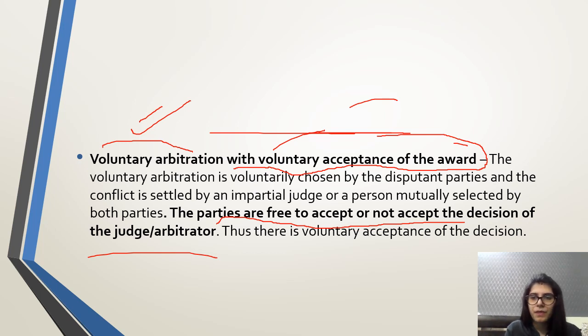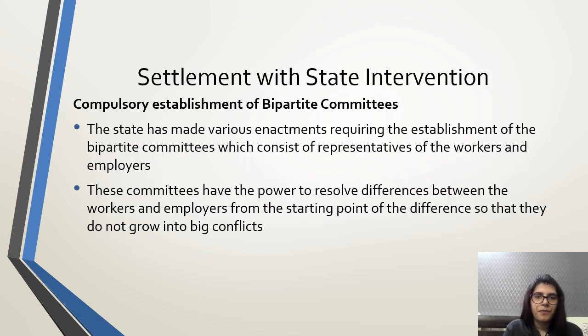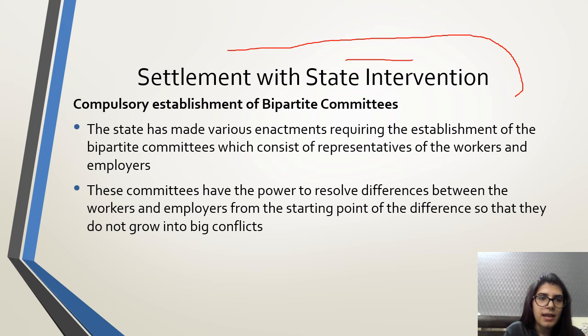Okay, yeah. So अब now the last two ones, हमने पिछले जो हमने collective bargaining और voluntary arbitration देखा, that was without state intervention or without government intervention. Now we would start studying settlement of industrial disputes with state intervention. Okay, so here compulsory establishment of bipartite committees. अब bipartite क्या होती हैं, दो parties होती हैं जिसमें, ठीक है.